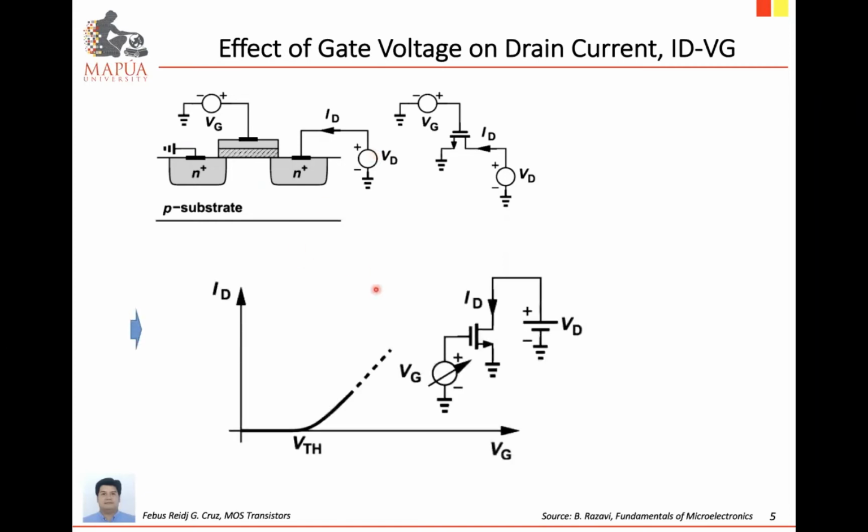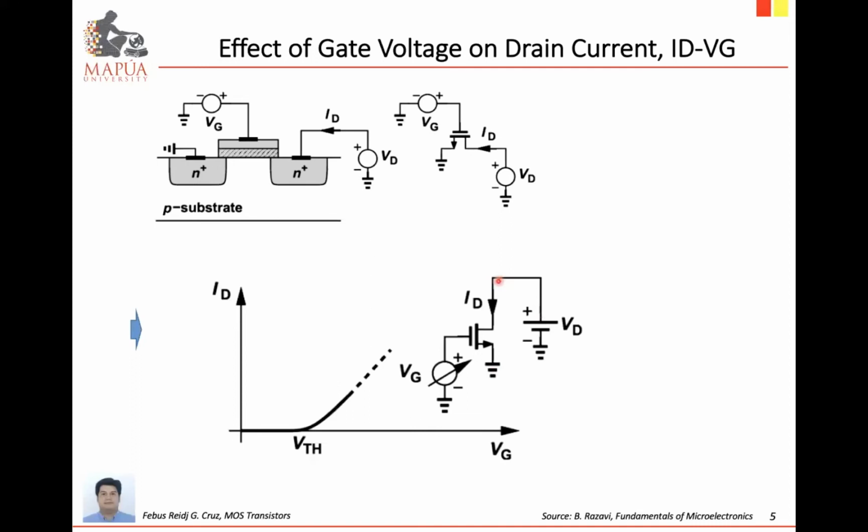So this is the characteristics. When we apply gate voltage, the gate voltage must be above or greater than the threshold voltage before we can have drain current greater than 0. In this particular setup, we will adjust the value of the gate voltage from 0 volt up to a certain value, and the drain voltage is set to a constant value, and we are going to measure the amount of drain current flowing from the drain through the channel and out of the source.